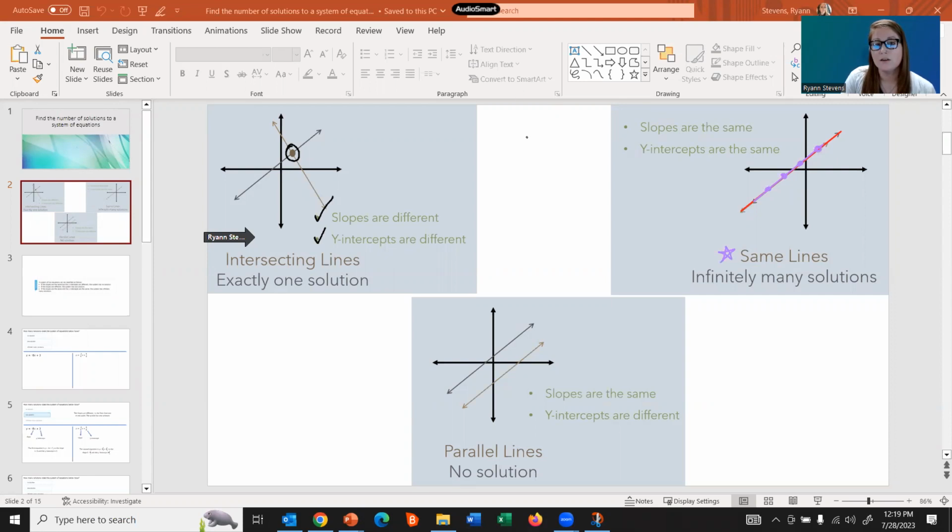So some things to look at are that the slopes of those lines are the same and that the y-intercepts are the same. Okay, those are going to be indicators that we have infinitely many solutions.